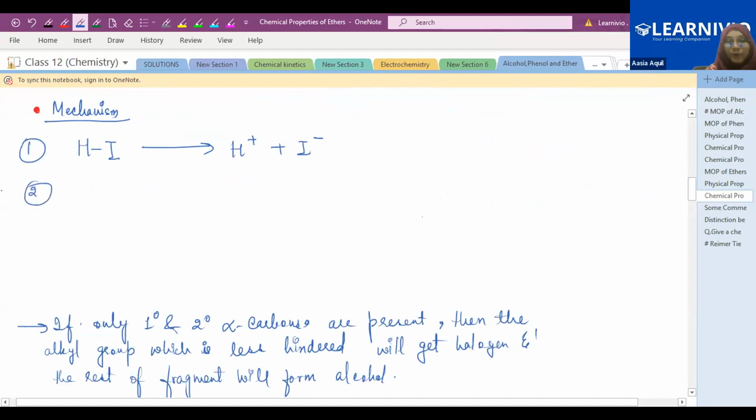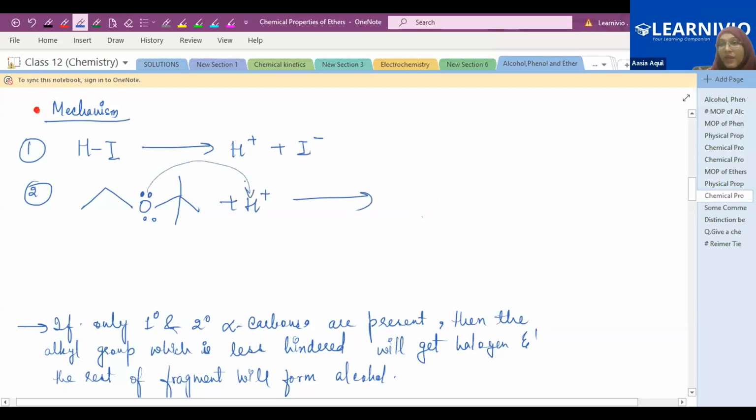Second step, the protonation of ether. Suppose we have this one, with a tertiary alpha carbon and a primary one. Oxygen has a lone pair, and the H plus ion from the first step, H plus ion plus I minus, is present. So what happens? This oxygen has a lone pair, so it will abstract this hydrogen.